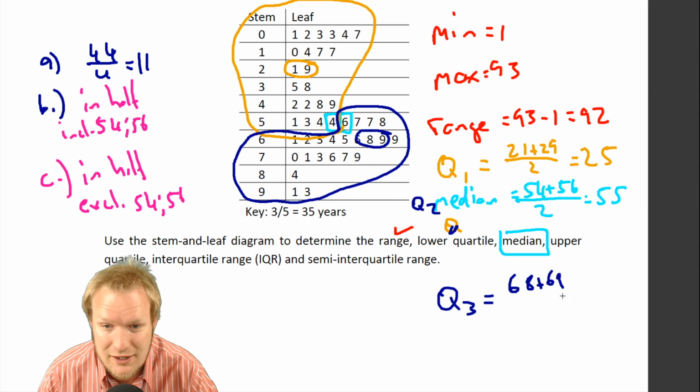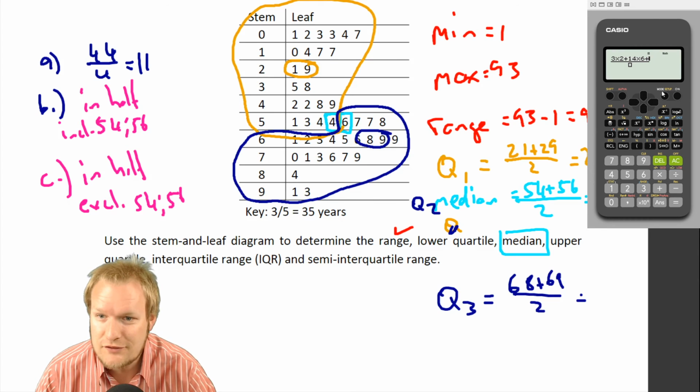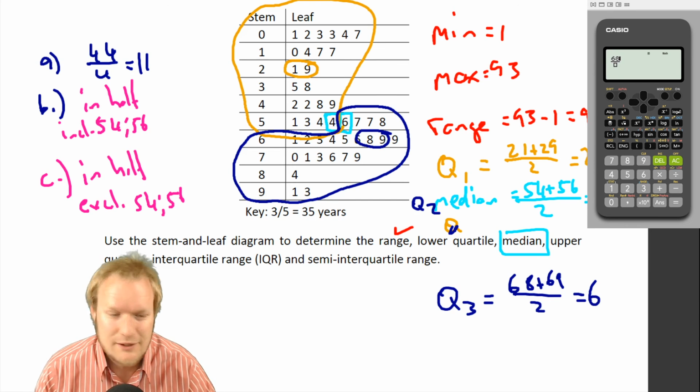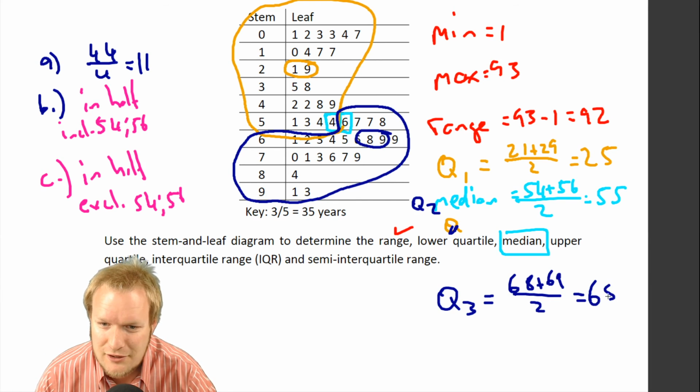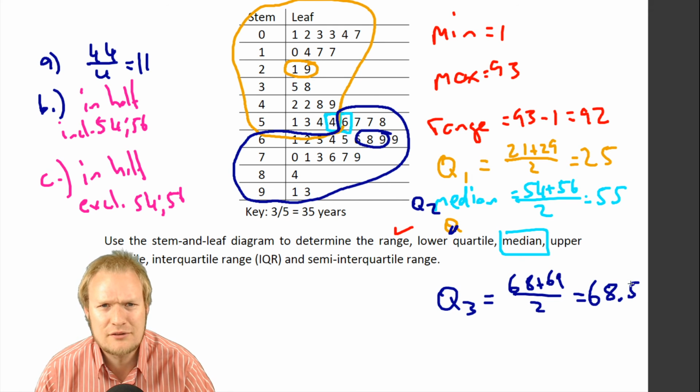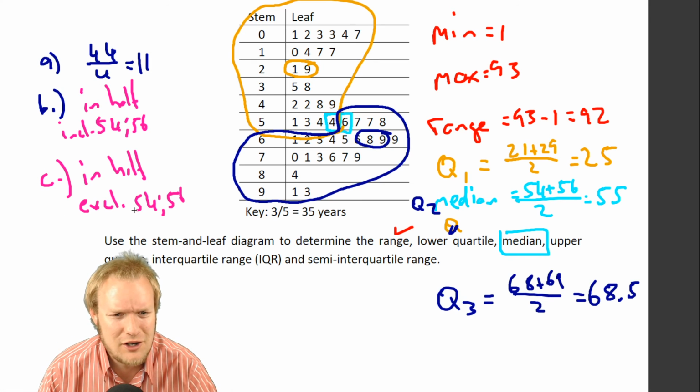68 plus 69 over 2 equals, I'm going to need this for this. We've got 68. I don't need the calculator. Why am I being silly? Why do I think I need a calculator for this? What's halfway between 68 and 69? 68 and a half. Who saw that and thought, why is he getting the calculator out? That wasn't too bad. Okay, and the last 2 points.